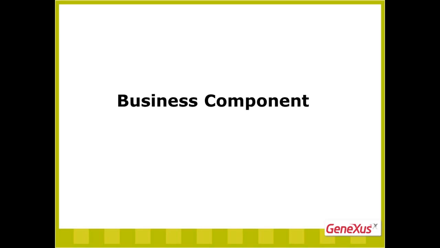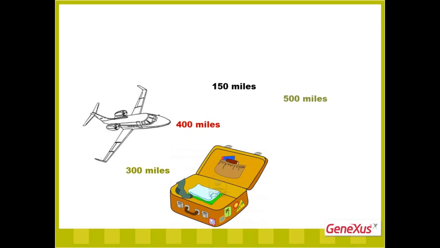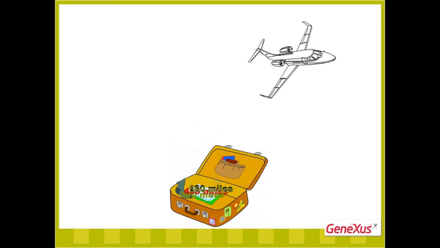Below we'll see a practical example of how to use business components. Let's start by laying out the following scenario. All of the travel agency's customers earn miles every time they make a trip.